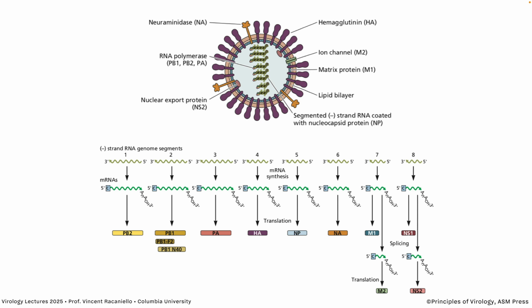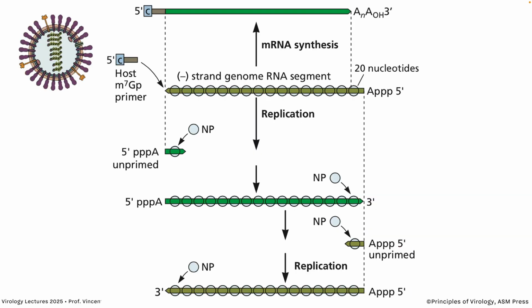So here's the genome, 8 segments of RNA. Each encodes 1 or 2 mRNAs, which encode proteins. So initially, the polymerase, when it comes in the cell with the genome, makes these mRNAs. But I think you can see that you can't make virus particles from those mRNAs, right? They're too short. So how do you make a full-length negative strand? You make a full-length plus strand.